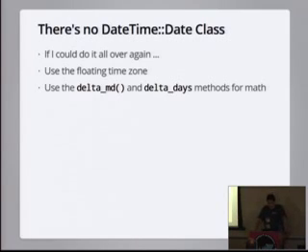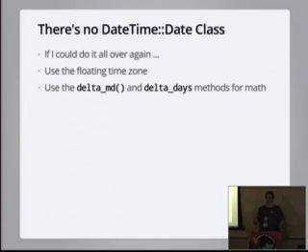It would be nice if there was a date-only class and you wouldn't have to worry about time zones and stuff. The way to kind of get around this, if you just want to work with dates and do date math and not worry about times, is to use the floating time zone, so then you don't have to worry about any sort of leap seconds. You don't have to worry about DST changes. And then when you do math, you can use the delta_md and the delta_days module.